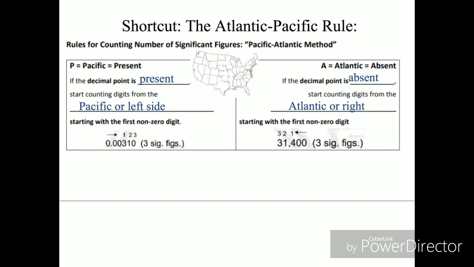Now, the Atlantic rule is for when there is no decimal, when the decimal is absent in a number. If there is no decimal in a number, we start on the Atlantic Ocean side of the number, or the right. So in this value, there is no decimal place. We will swim through all the zeros. Once we collide with a non-zero digit, in this case the 4, we count that digit as the first significant digit, and all the remaining digits will also be significant.